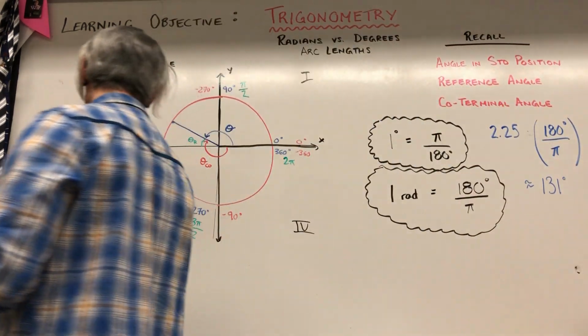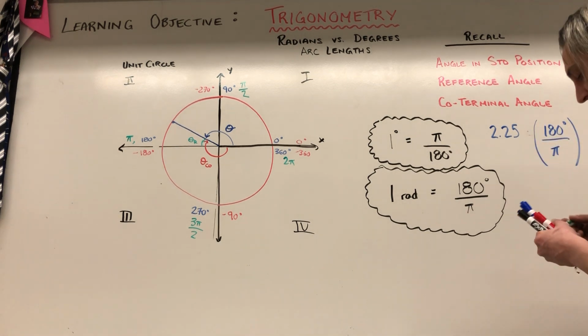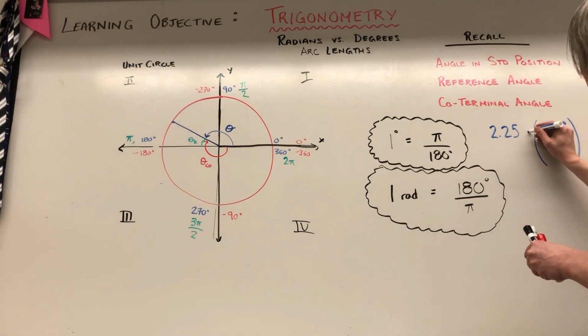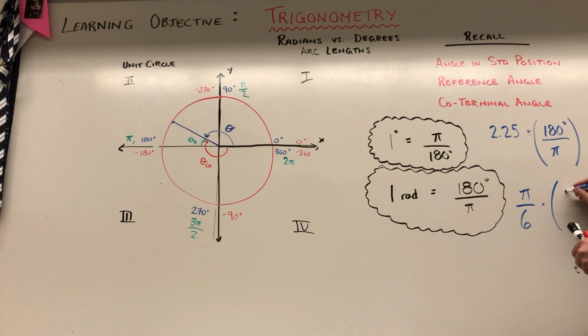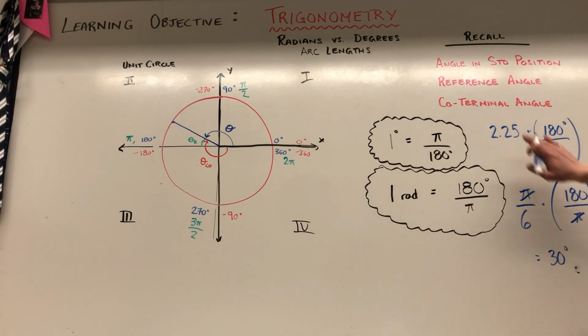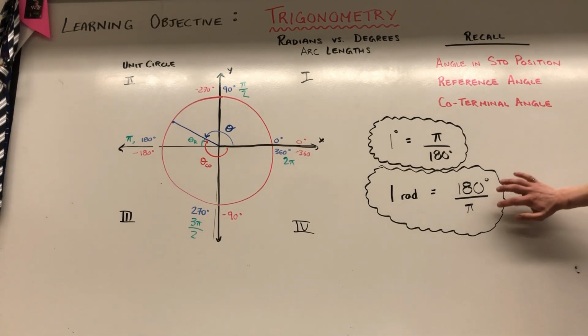If, say for example, they gave me pi over 6 radians, and I wanted to turn that into degrees, I'm going to do the same thing. Pi over 6 times 180 over pi. And then my pi's will cancel, and I just get 180 divided by 6, 30 degrees. So whenever there's a pi in my radian measurement, usually it's going to let me work out to a nice clean degree. When it's in this form, typically it's going to be something else. So that's converting between radians and degrees. It's just this, okay?